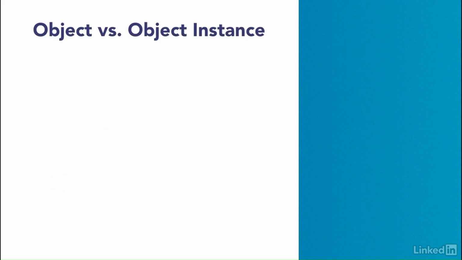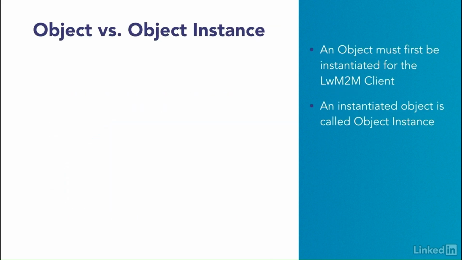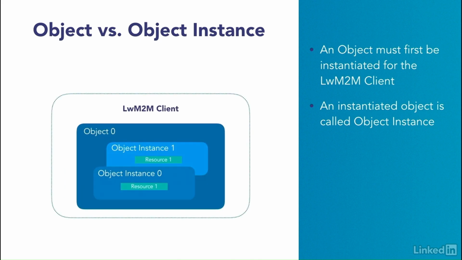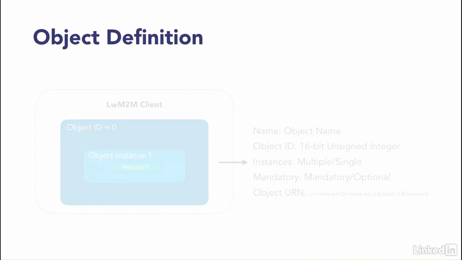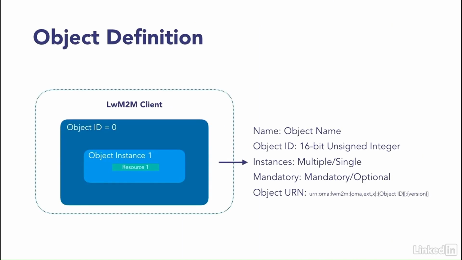An object must first be instantiated for the lightweight M2M client. An instantiated object is called an object instance. Now, let's look at how to make the device data uniquely identifiable. An object is defined by several attributes. In addition to the object name and unique object ID, the instances attribute means whether the object can have multiple instances or just a single instance. The mandatory attribute means whether the object is mandatory or optional to be contained in the client.